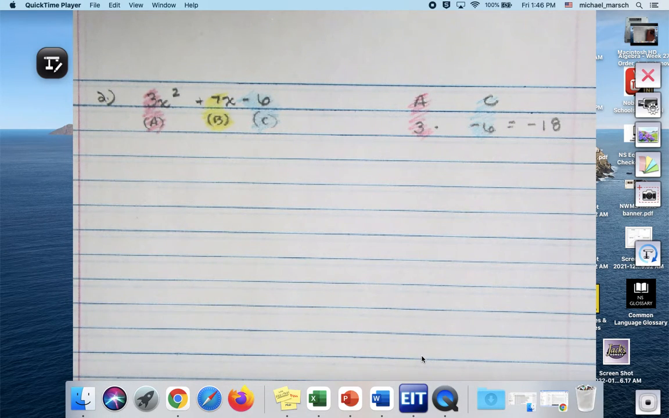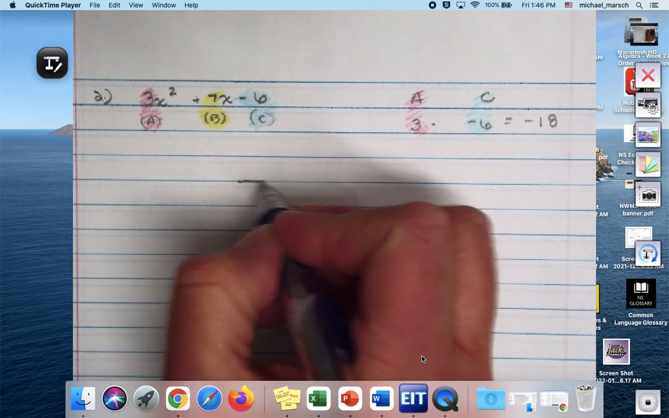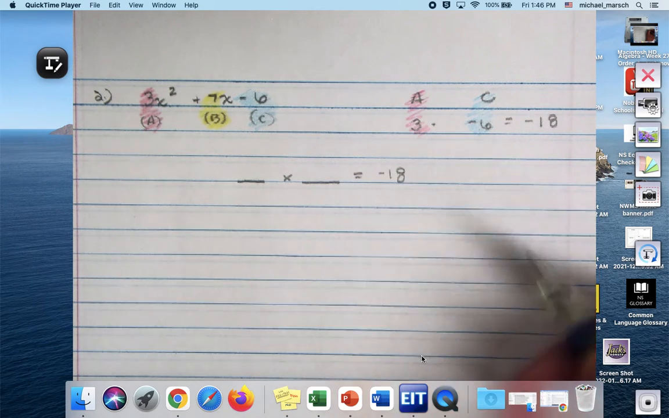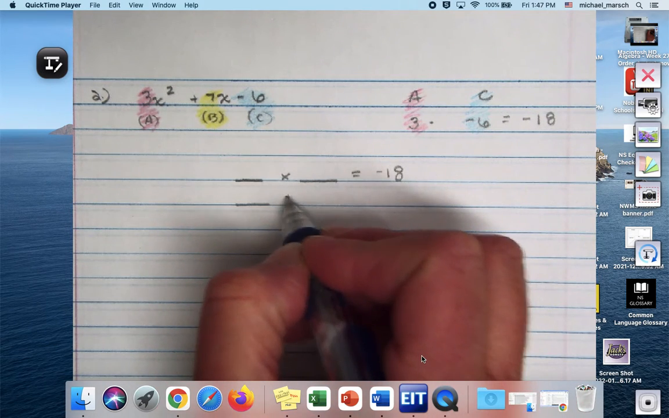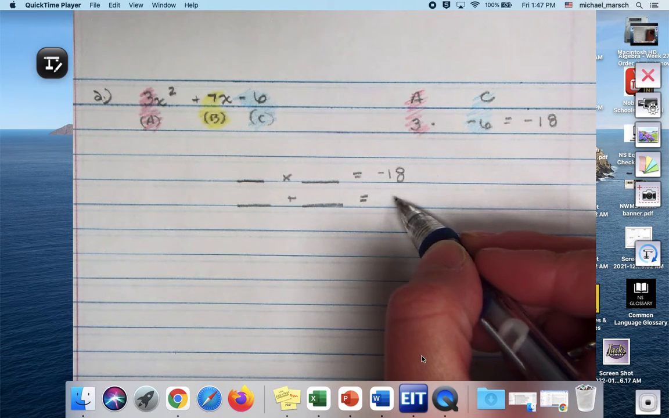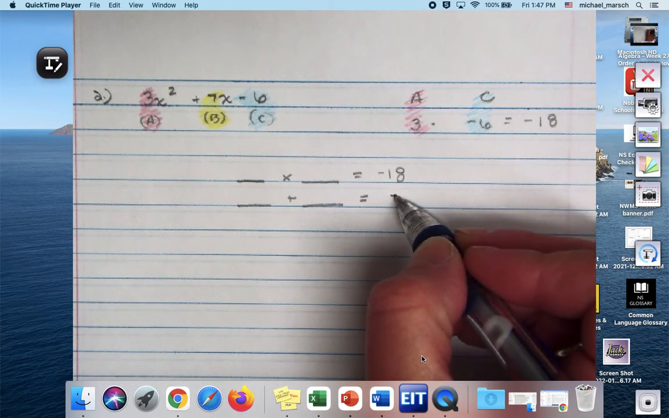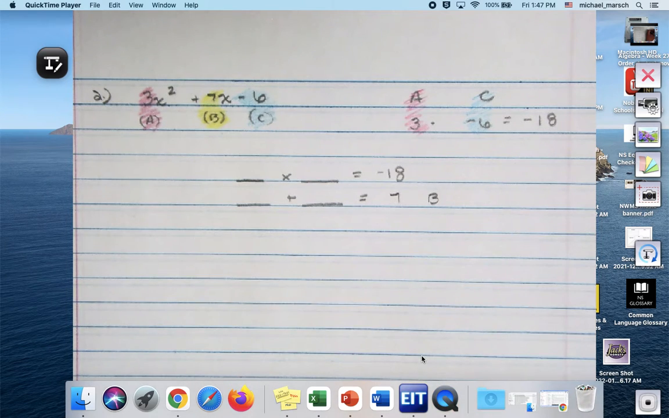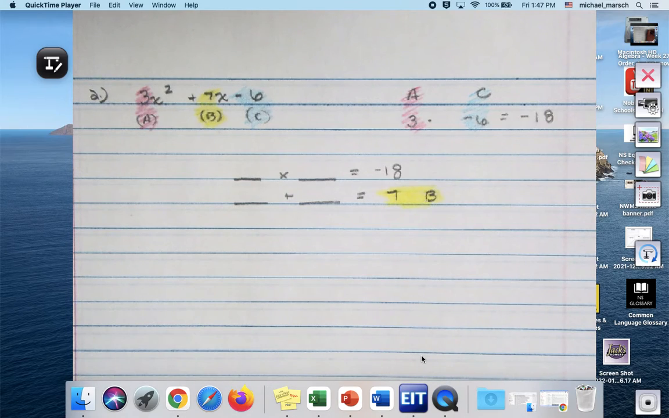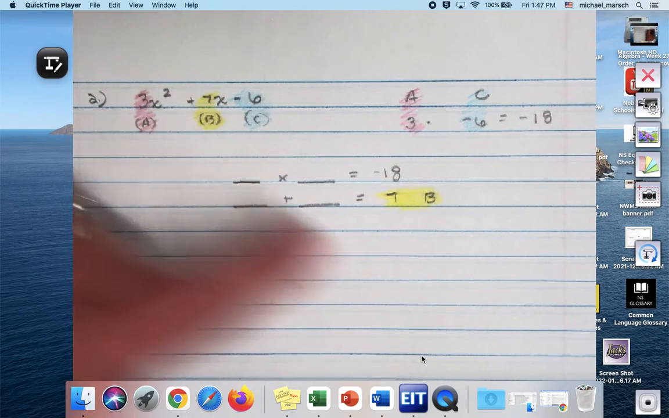One person, or I'm going to call on one person. What's step 2? What is it, Avery? I ask myself what times what equals negative 18, and what plus what equals negative 7, my B value. Right? So that's why that 7 comes into play.